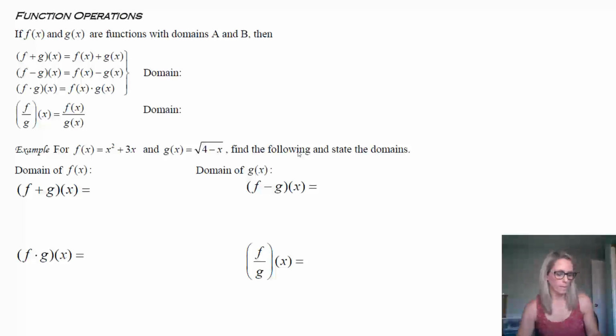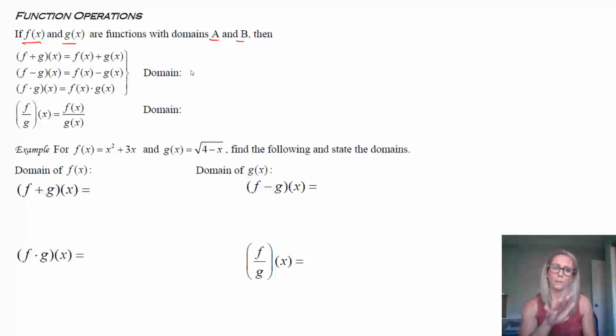And now we'll just quickly talk about some function operations. So we just want to think about the fact that we have f of x and g of x. They're just functions. They have some sort of domain A and B. We just want to remember that there are things that you can do. So you can add 2 functions together, you can subtract them from one another, you can multiply them together, and you can even divide them.